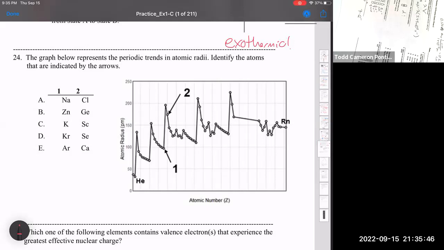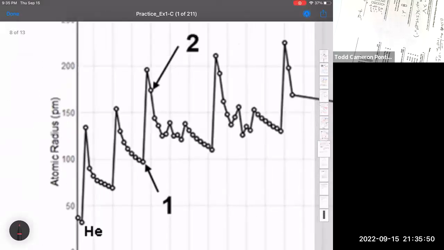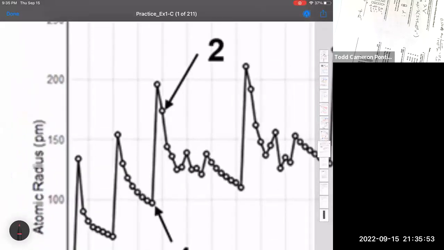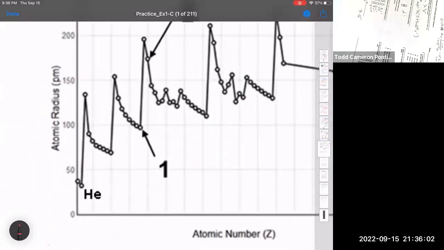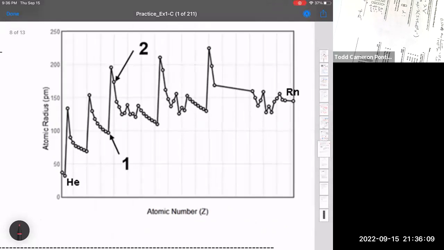What this means is if you ever see a graph like this, these highest points up here represent the start of a new row, okay? So we have helium down here, which is labeled. And then after helium, we have lithium right here. We have sodium here. We have potassium right here, et cetera, et cetera.